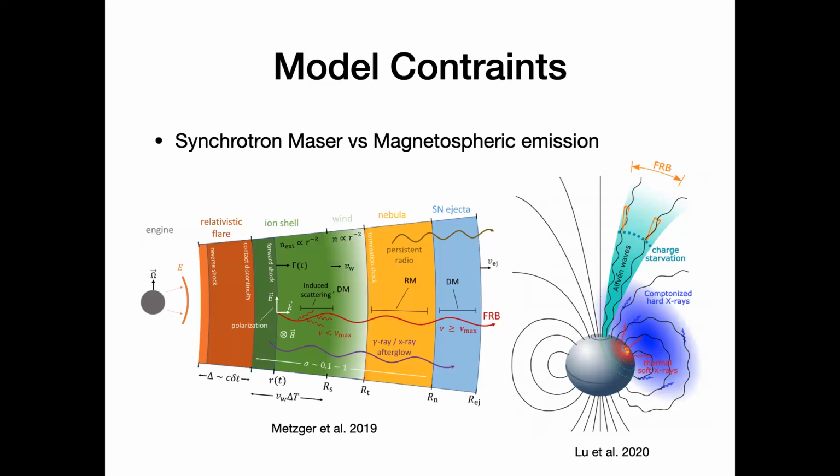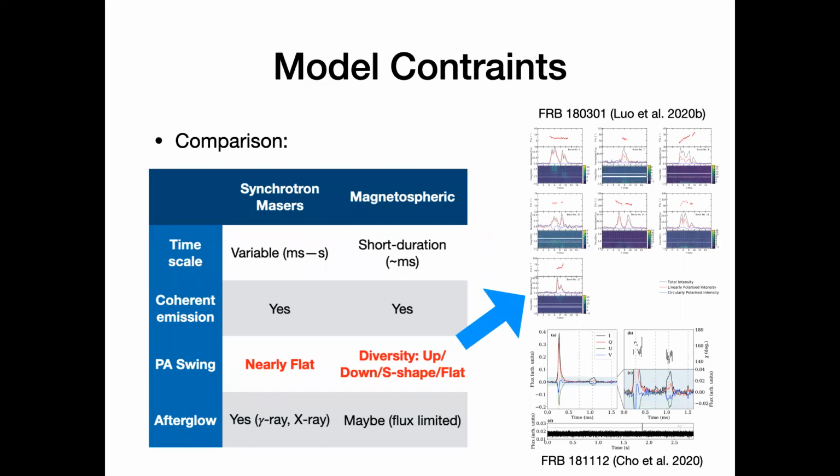But for the pulsar-like scenario, as we show here, if you put the FRB in the magnetosphere of a neutron star or magnetar, you can expect a very different PA swing, because the emission could come from different regions. When we compare the different scenarios here, we found that only the magnetospheric scenario can account for our discovery here.